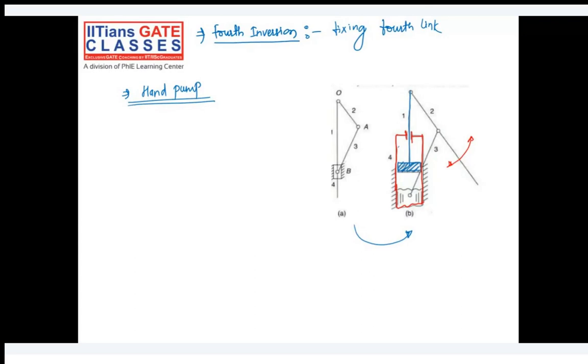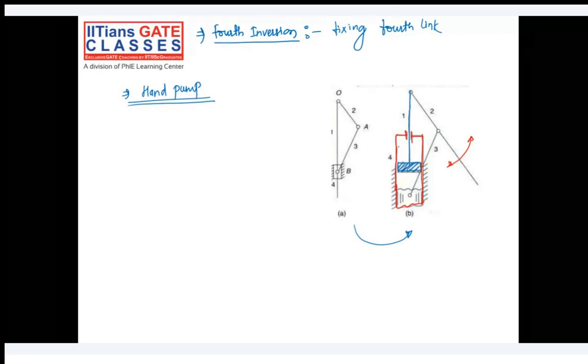So basically, sorry, let me just go back. This is the first inversion. We are fixing link number one. Link number one is fixed. Link number two and link number four are sliders. One is fixed, two and four are sliders, and three is a joint, or connecting link, between them.